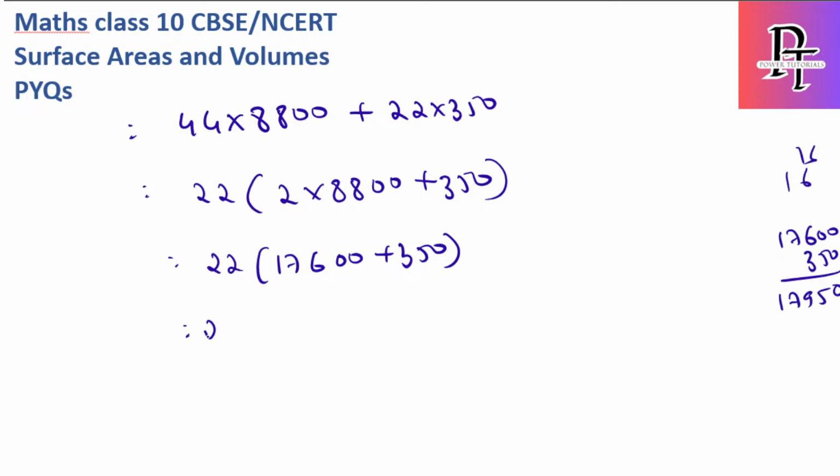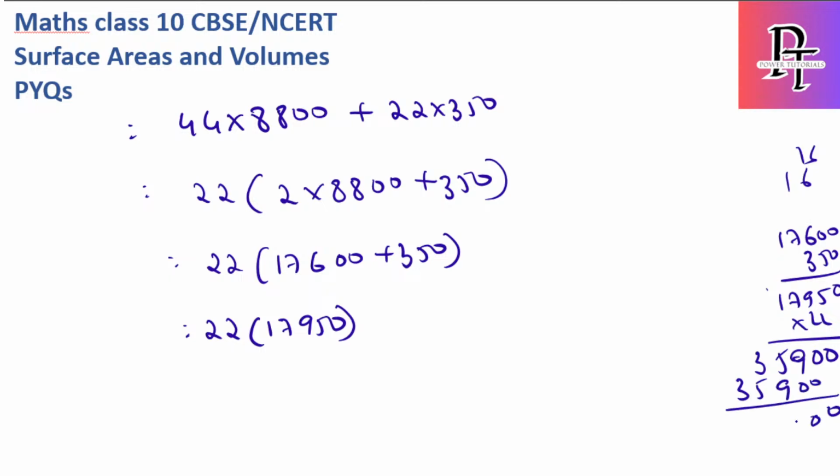So 22 into 17950. Multiplying it out, it becomes 394900 cubic centimeters.